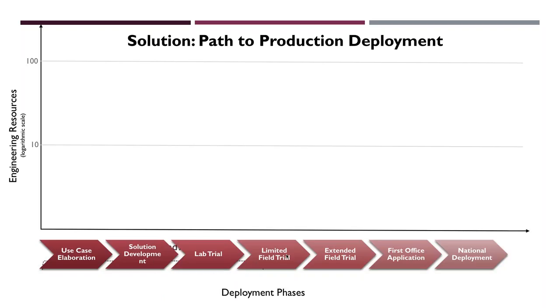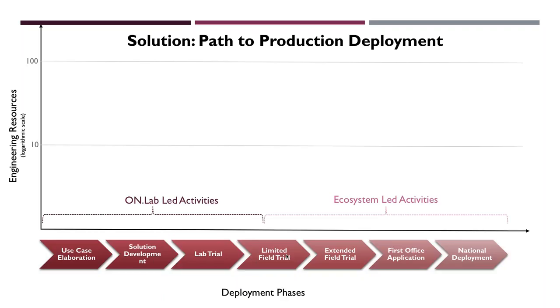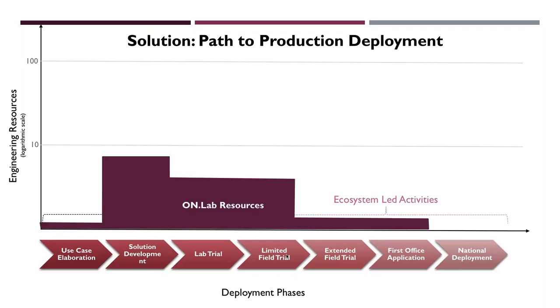the first field trial, and again, ON.Lab would lead most likely the top 3 or 4 activities, and then expect the ecosystem to come in and help out leading the extended field trial, the first office application, and the national deployments. And this is a superset of the resources we talked about in the previous slide. The previous slide talked about the solution development area, which was maxed out at 8. And then we would be involved a little more in the lab trial and limited field trial, but then taper off the resources very quickly.